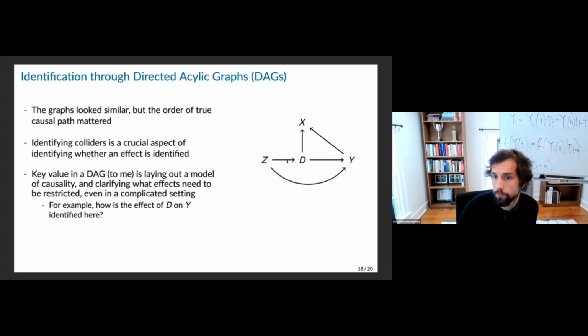So in this case, how would we identify it? Well, because this is a collider, we don't want to condition on X, but we do want to condition on Z. So we condition on Z, we estimate the effect of D on Y, and this would block this path, and we would just have this effect identified.